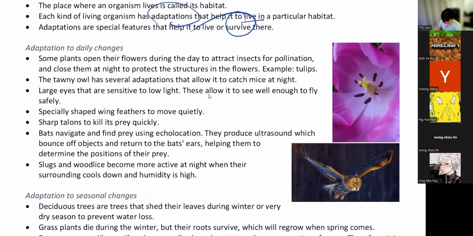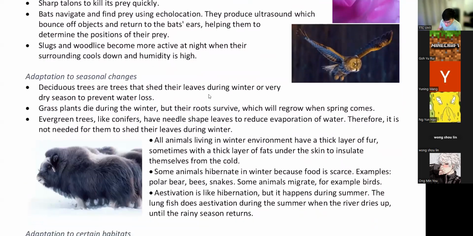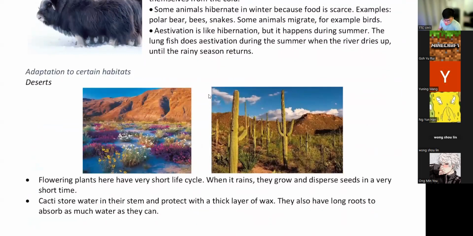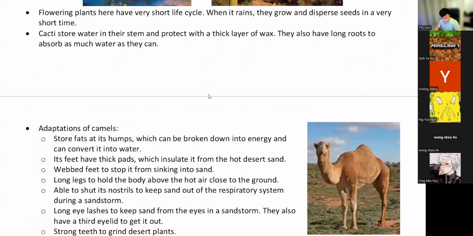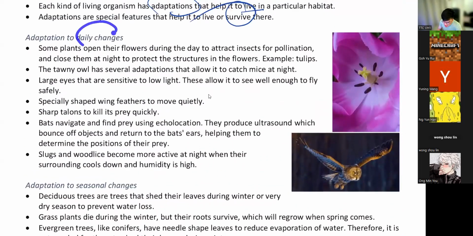Right, so let's look at number one. Adaptation to daily change. Some plants or some animals adapt to daily change. Some adapt to seasonal change. Some adapt to certain habitats. It depends where they live, right? So, like I said, they have some tricks up their sleeve. Like daily change, some plants open their flowers during the day to attract insects for pollination. They are attracting bees, all right?